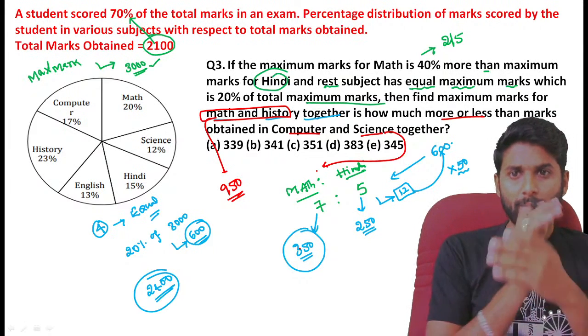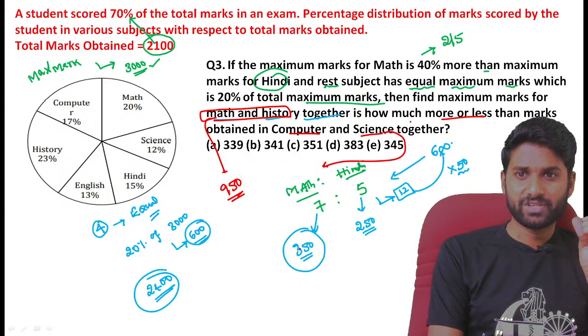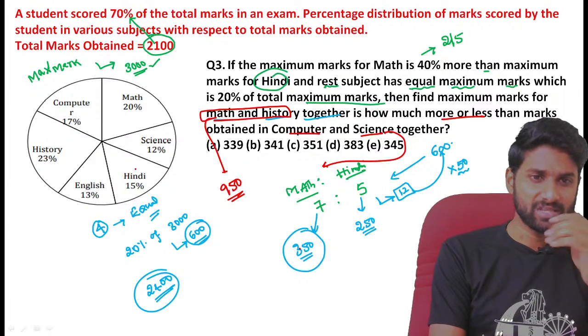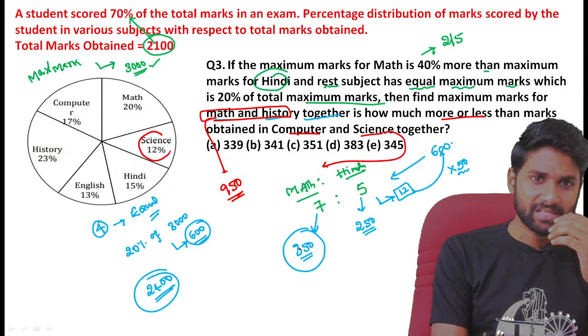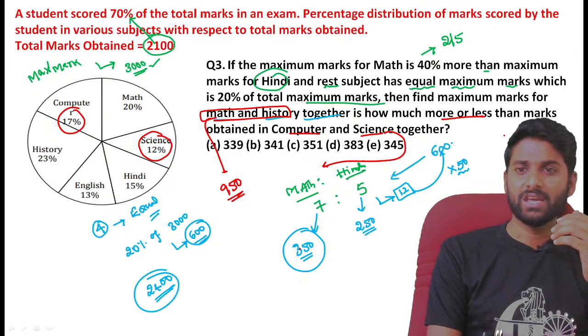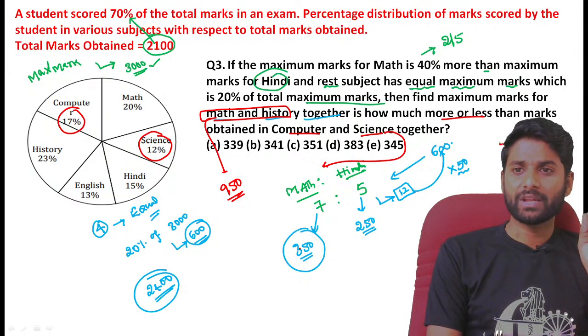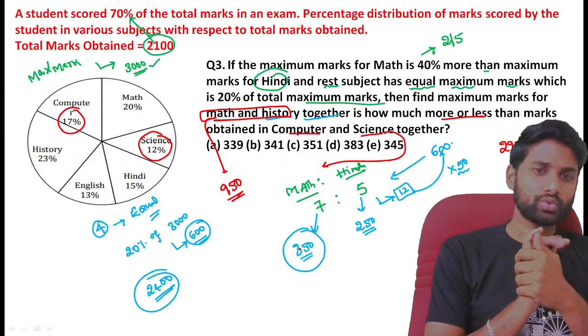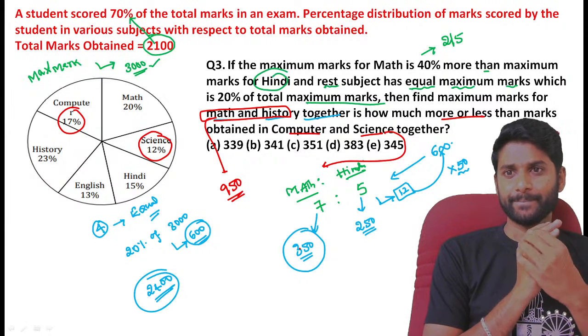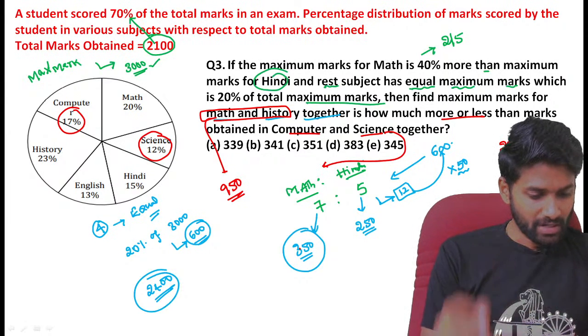Now see, computer and science. See the information: how much more or less the number of marks obtained by computer and science together. Computer and science together, guys. Science here is 12 percentage, computer here is 17 percentage. The total score obtained by computer and science is exactly equal to 29 percentage of what they are getting. So what they are getting is exactly equal to 2100. That is the overall information.